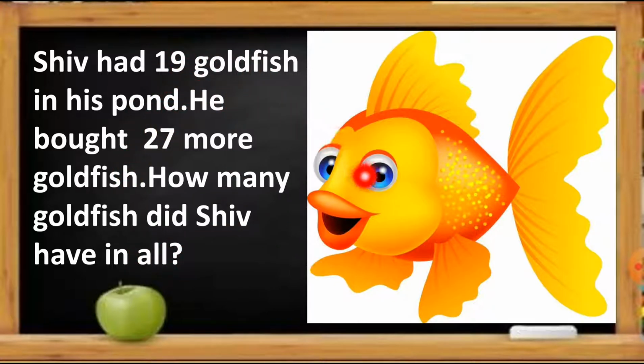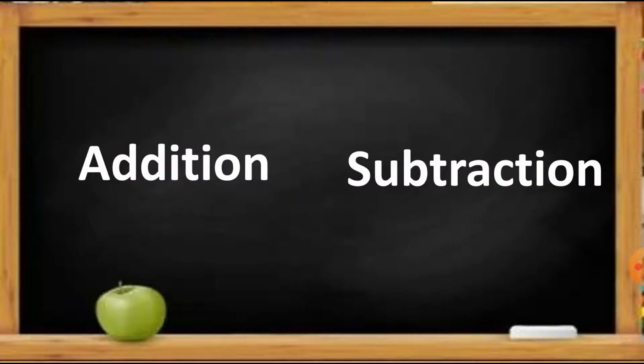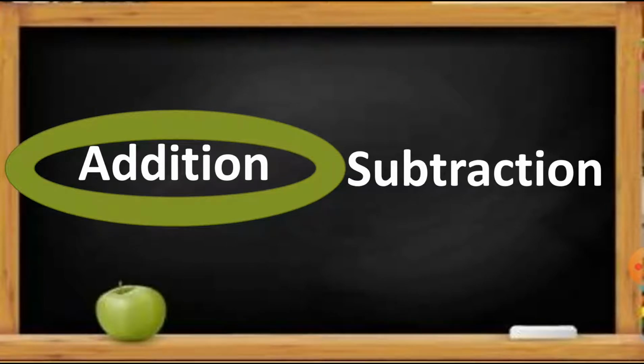So, in total Shiv has 19 of these fishes, and he bought 27 more goldfish. And the question is, how many goldfish did Shiv have in all? This 'in all' indicates that we have to add these two numbers, 19 and 27. So we will find the total number of fishes in his pond. So, what should we do? Addition or subtraction, students? In all indicates addition. So, our answer is addition. Hope this topic is understood and clear to you, with no doubt in this topic.